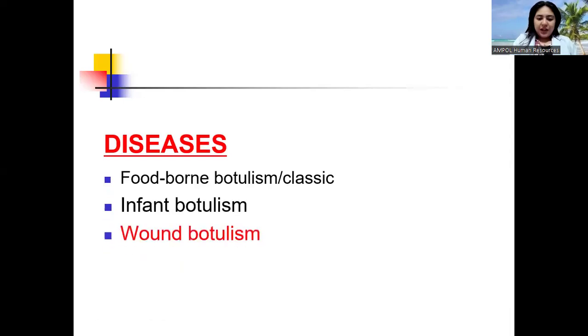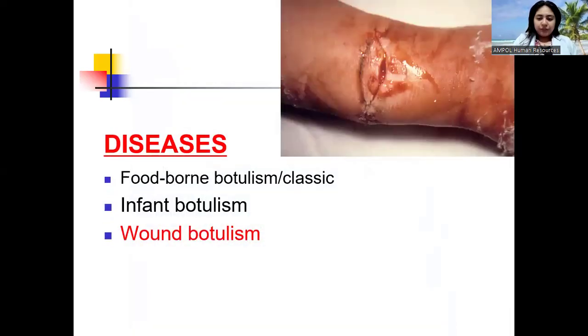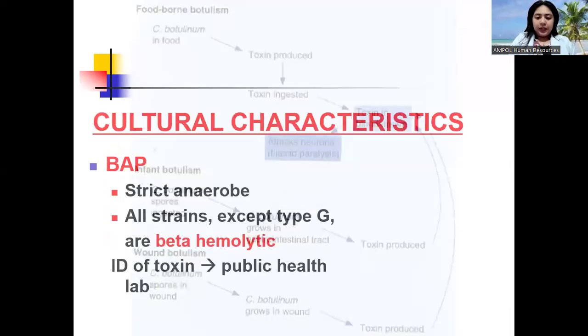Ayan. So, classic botulinum toxin, foodborne, infant botulism, and wound botulism. So, mostly guys, associated siya sa mga canned goods. Ayan. So, muna dapat, kung canned goods ka, dapat stored properly. Okay? And cooked properly. Ayan.